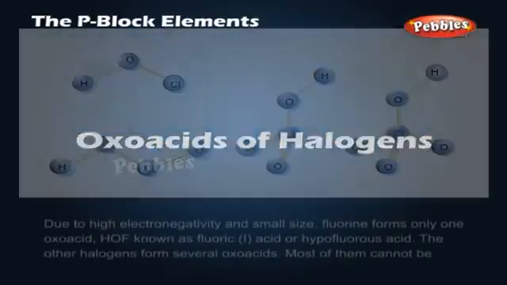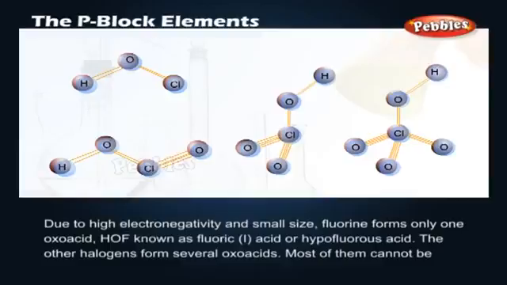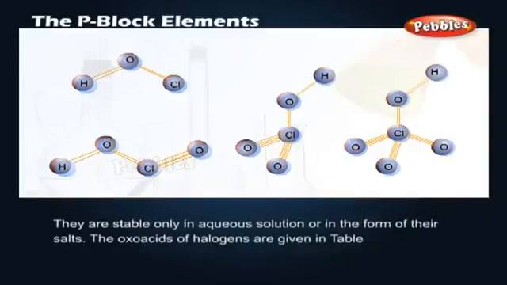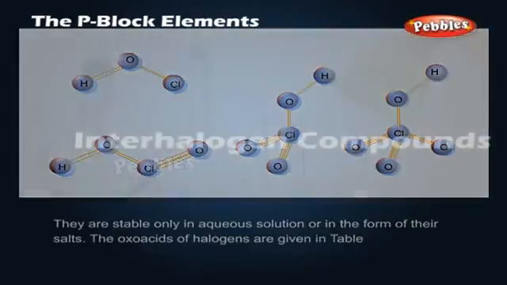Oxoacids of halogens. Due to high electronegativity and small size, fluorine forms only one oxoacid, HOF, known as fluoric acid or hypofluorous acid. The other halogens form several oxoacids. Most of them cannot be isolated in pure state. They are stable only in aqueous solution or in the form of their salts. The oxoacids of halogens are given in table.